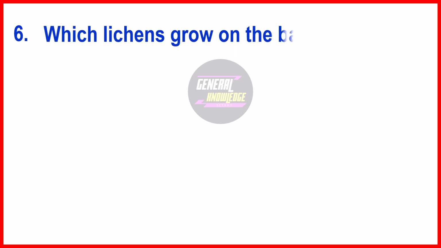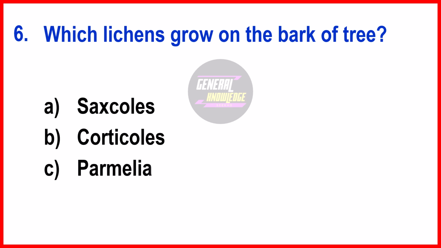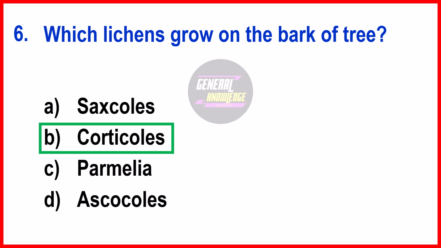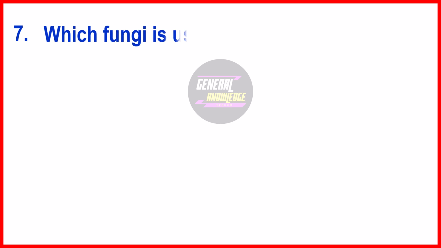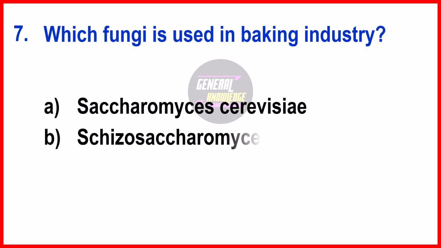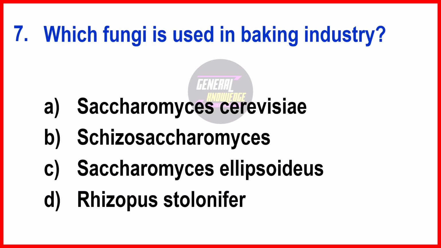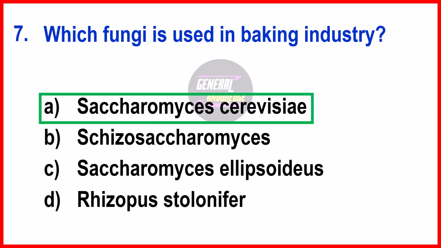Next question, which lichens grow on the bark of tree? The right answer is option B, corticols. Which fungi is used in baking industry? The right answer is option A, Saccharomyces cerevisiae. It is also known as baker's yeast and is used as a leavening agent to make bread and other baked goods rise.